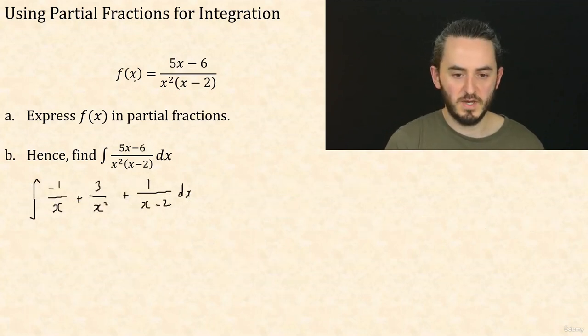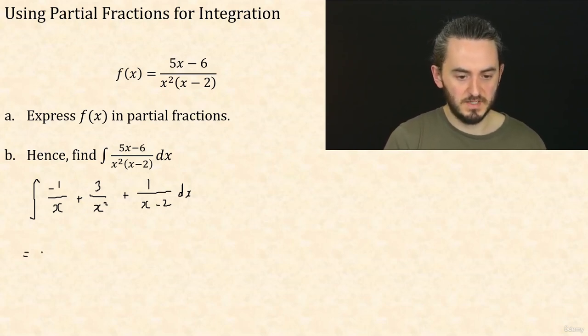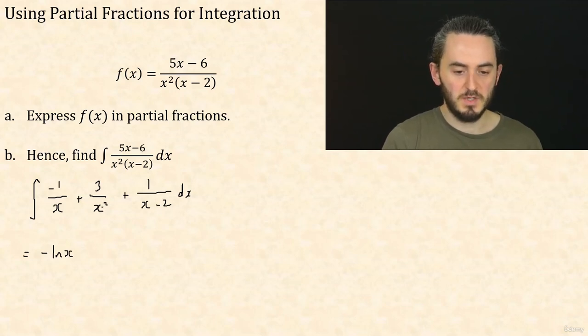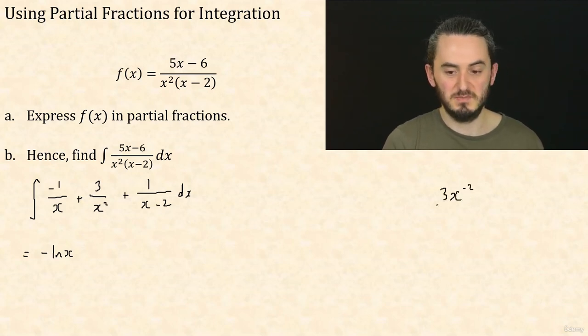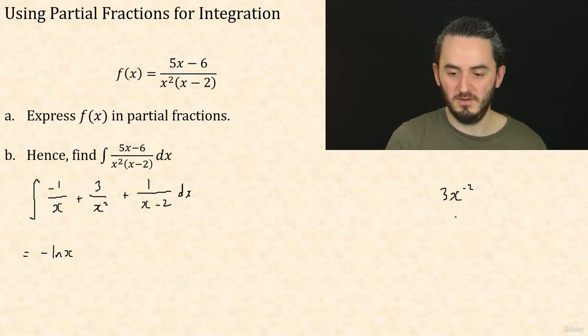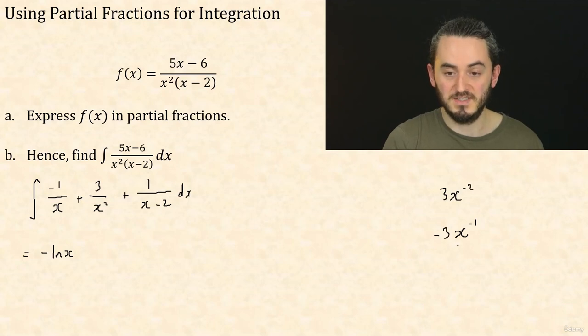Okay, so to integrate f of x, I've just replaced f of x with its partial fractions form, and now I can integrate. So the first one is no problem, that is minus ln x. Now this one here, don't get fooled, this is not a ln integration, because what that is, 3x to the minus 2. That's just some simple integration from last year, right? Power goes up by 1, divide by the new power, minus 1, that's its integral.